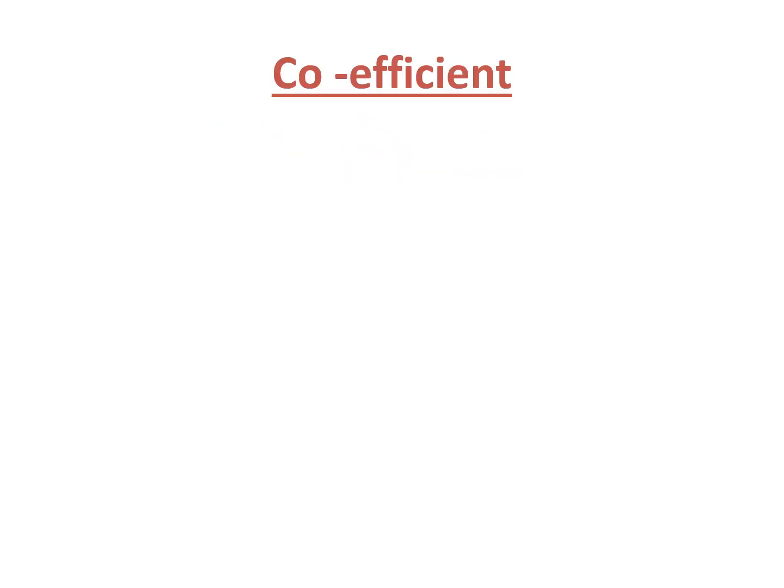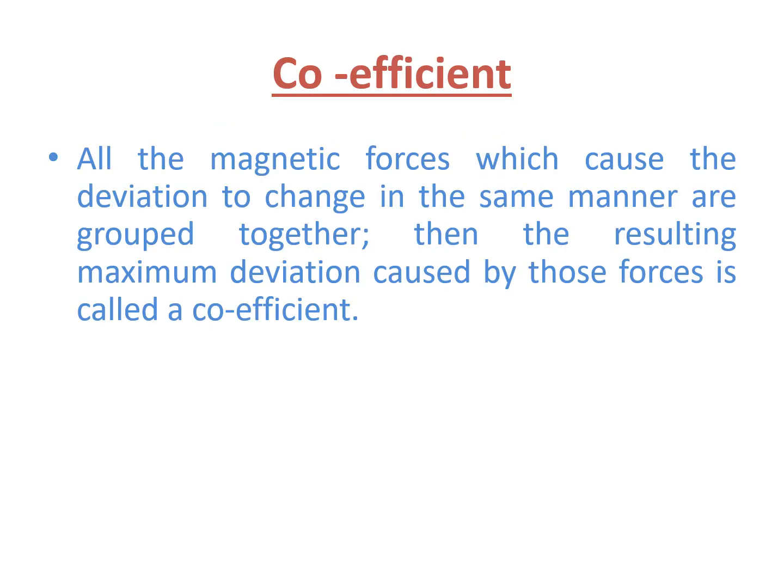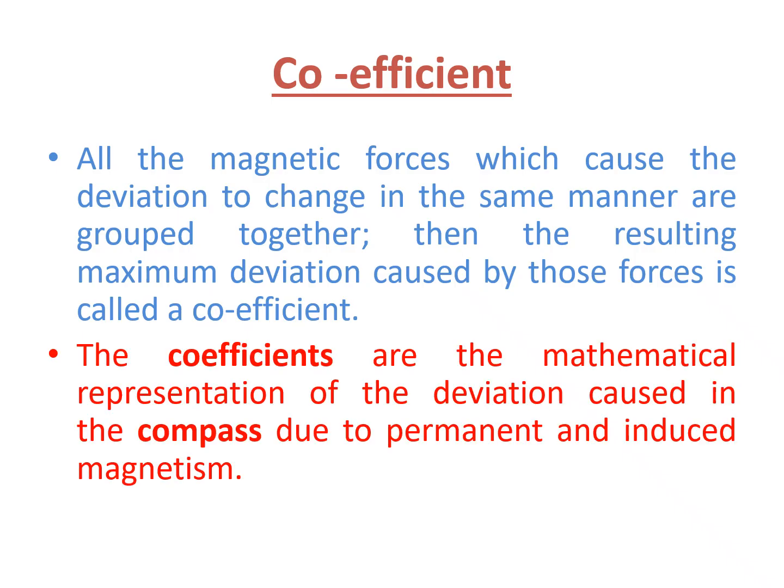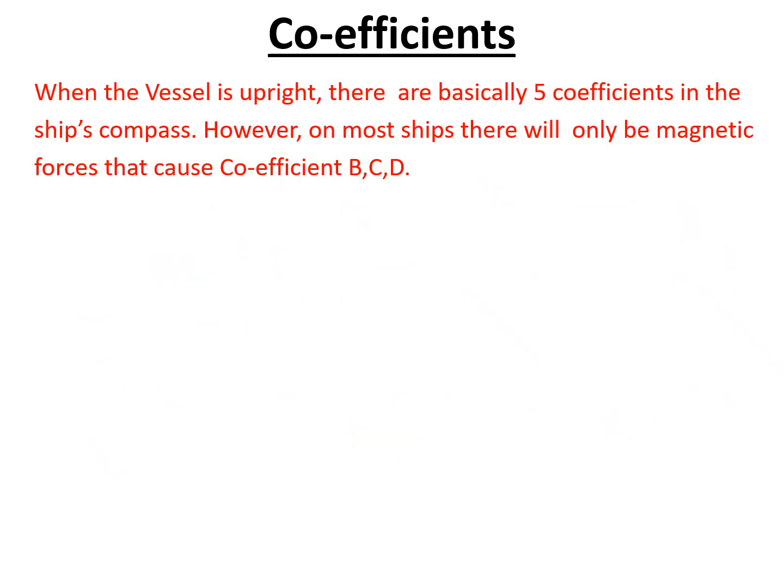Let's begin. What is coefficient? All the magnetic forces which cause the deviation to change in the same manner are grouped together. Then the resulting maximum deviation caused by those forces is called a coefficient. The coefficients are the mathematical representation of the deviation caused in the compass due to the permanent and induced magnetism. So when the vessel is upright, there are basically 5 types of coefficient in the ship's compass.